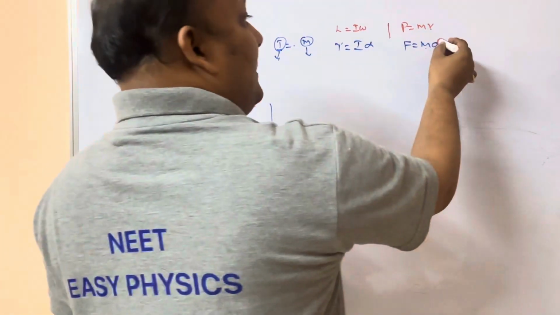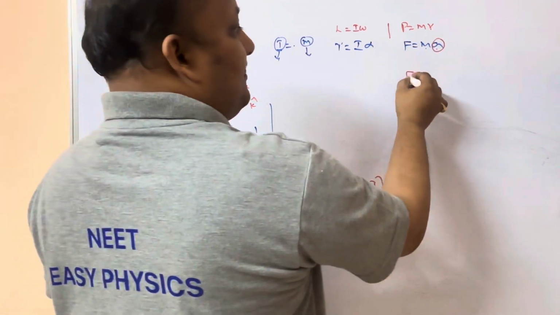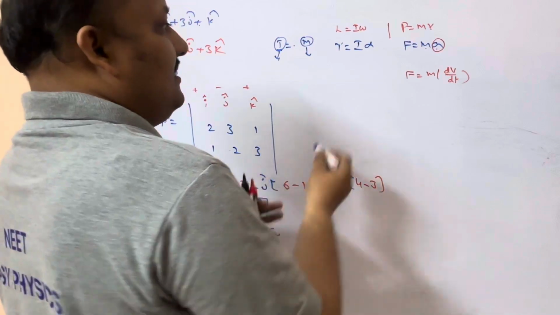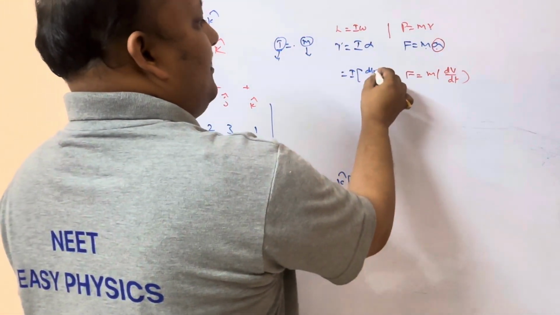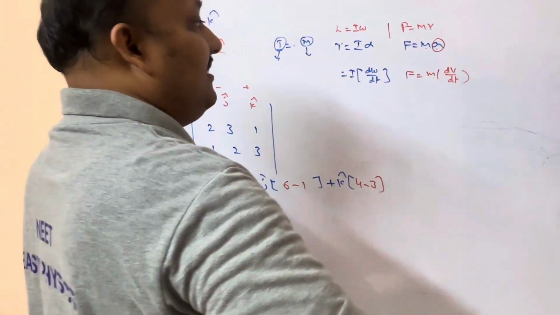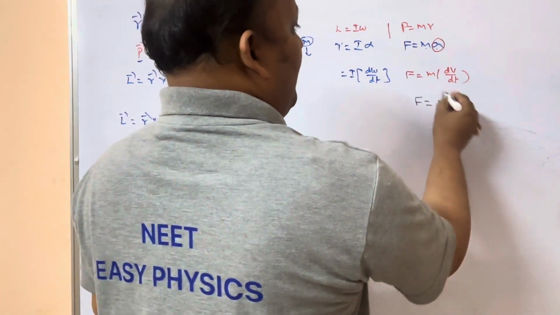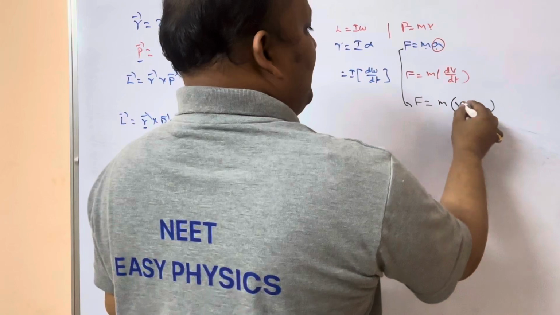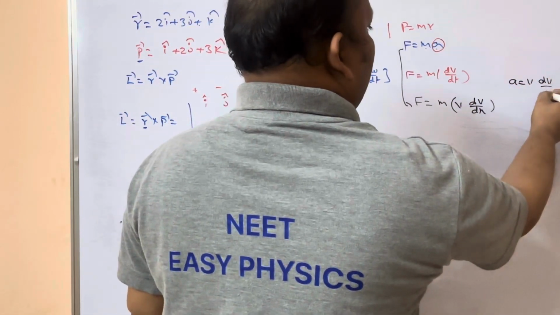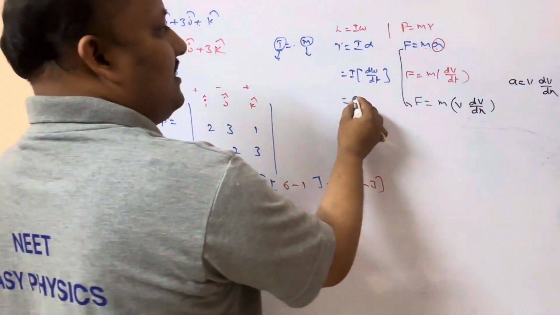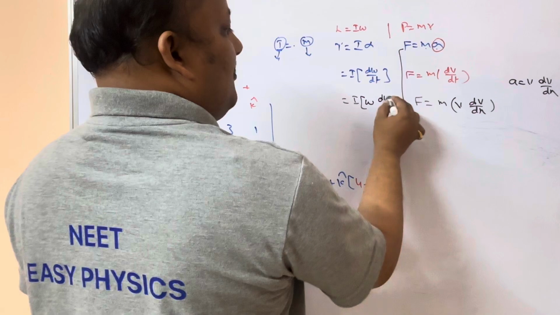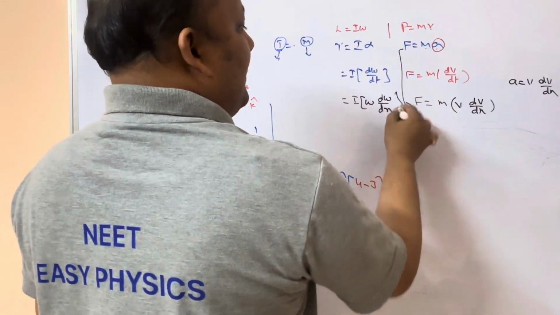Now again, a can be written in two ways. One is dv by dt; here alpha is d omega by dt. Another way a can be written: F is equal to m, and what is a? v dv by dx. Acceleration is nothing but v dv by dx. Now here alpha is, in place of v, omega, and in place of dv, d omega by dx.